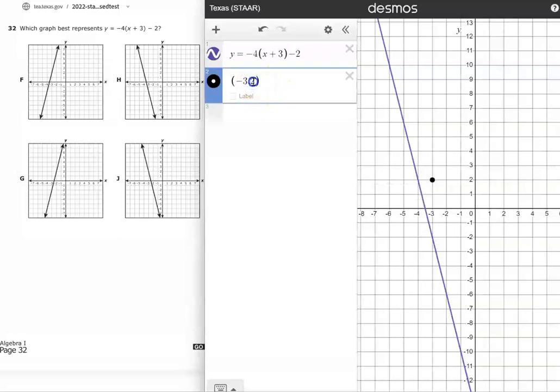Excuse me, -2. Got that negative missing. And it'll fall right on this line. And you can see that the point -3, -2 is on this line. The kids don't have to know that to get this answer, but that is a concept that's being taught. This assessment is supposed to be assessing that concept. So the correct answer here was answer choice H.